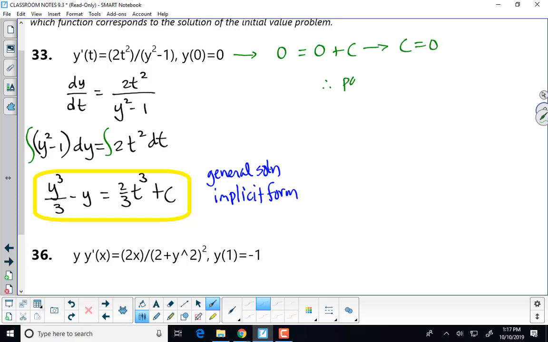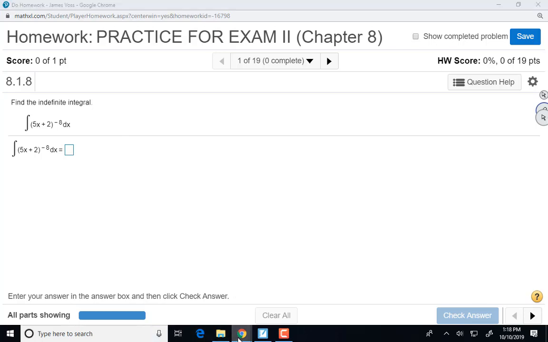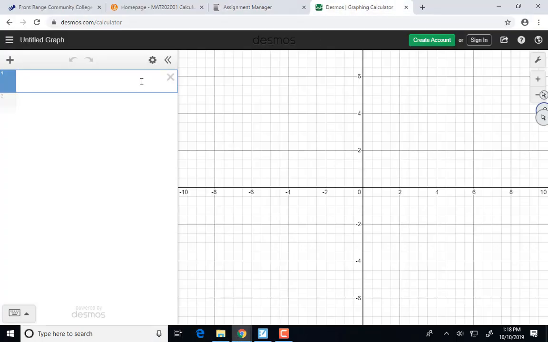So therefore, our particular solution is just that without the c on it. We cannot solve for y here, but what I want to do is look at this graphically so that you get a sense. Maybe I'll write it up here so I can put it in. One thing we could also do is multiply by 3. If we multiply by 3, we at least clear the fractions. So that's probably a slightly nicer looking answer. Not necessary, but it is a reasonable step. All right, so let's graph this thing.